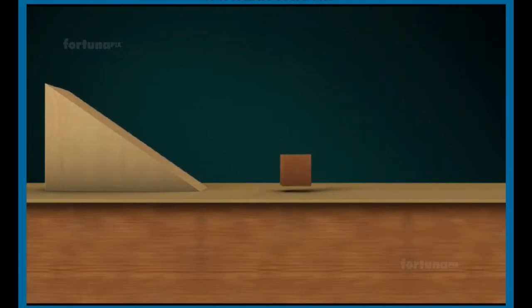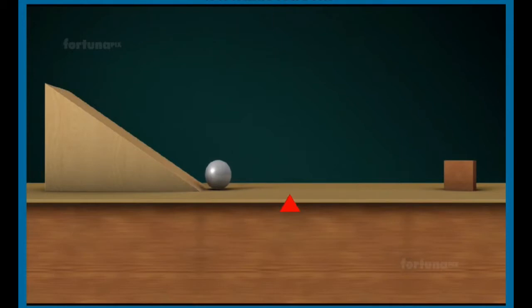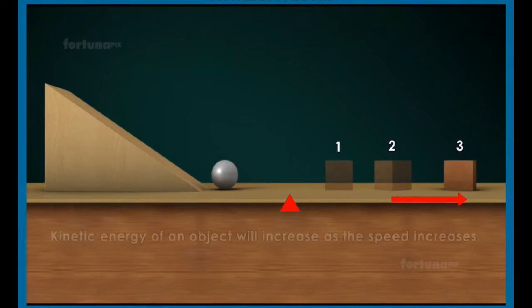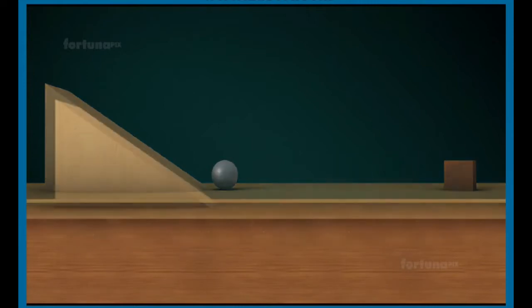Now, let's increase the inclination of the plane and return the wooden block to its original position. Place the ball at the top of the incline, letting it roll freely downhill. The ball will hit the wooden block with even greater force, pushing it much farther. Again, note the new position of the wooden block, which was pushed much farther because of the ball's increased speed. This helps us see that the kinetic energy of an object will increase as the speed increases.